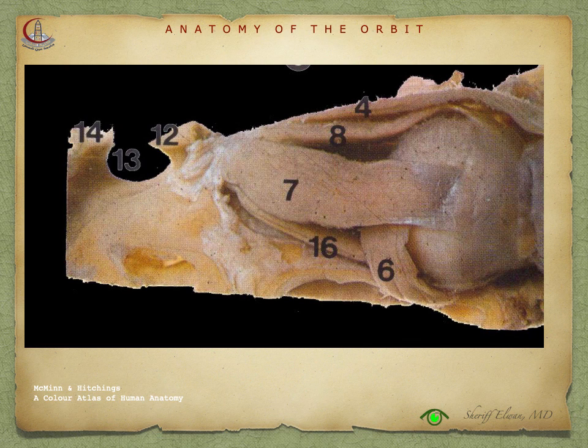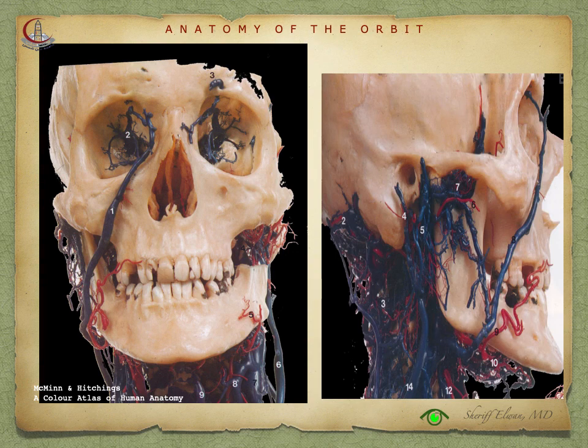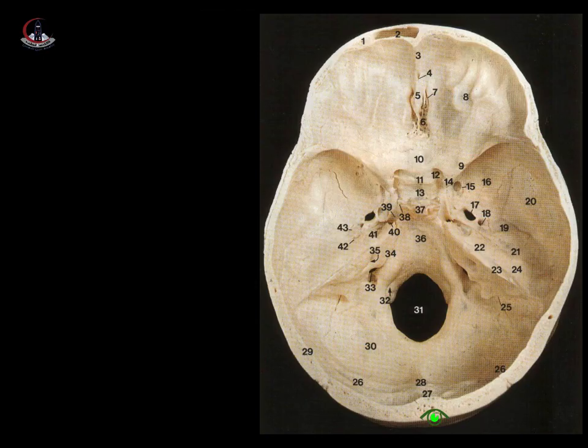Number 6 is the inferior oblique muscle taking origin from the floor of the orbit and attaching to the globe. Number 16 is the inferior rectus, number 8 is the superior rectus, and number 4 here is the levator palpebrae superioris. Now this is a cast of the vessels showing you how dense the vessels are, and here all the veins of the orbit are drained through the facial vein, and these are the complex plexuses of veins in the face.